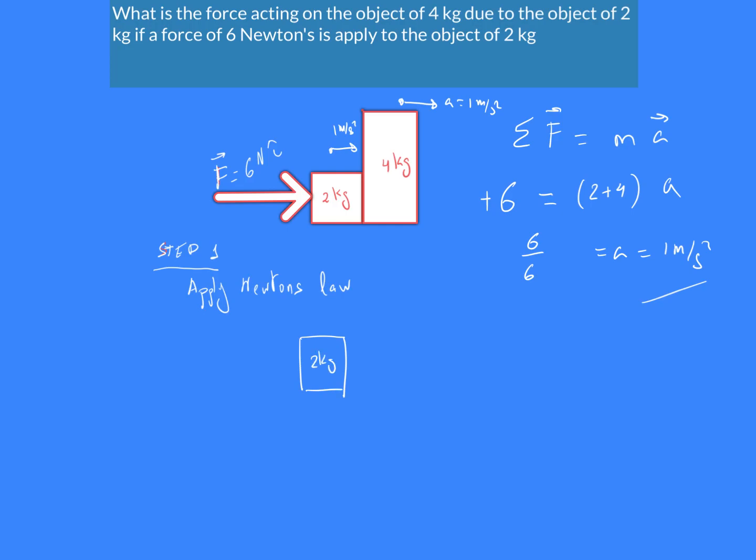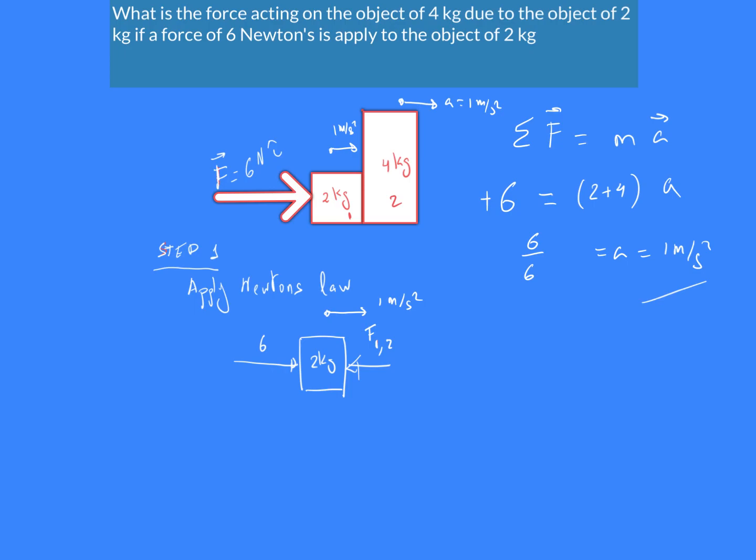So the 2 kilogram will receive a force of 6 newtons to the right, and an unknown force due to the 4 kilogram to the left. Let's call this force the force of body 2. Let's say that this is object 2 and this is object 1. This is the force acting on 1 due to 2. It's unknown, but I know that the acceleration a is 1 meter per second squared.